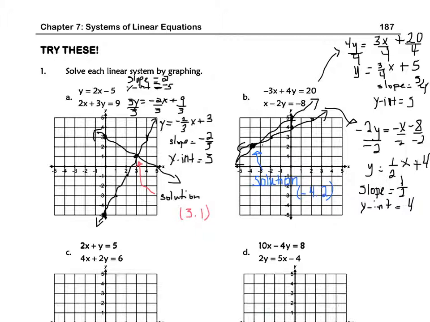And again, it's a good idea for me to check here because my graphs are so squiggly. If I plug in negative 4 for the x, I get negative 3 times negative 4 is 12, plus 4 times the y, which is 4 times 2, which is 8. So 12 plus 8 is 20, so it works in the first equation. And then if I plug it in the second equation, negative 4 for the x minus 2 times 2 is 4. So negative 4 minus 4 is negative 8, so I know that it's correct.